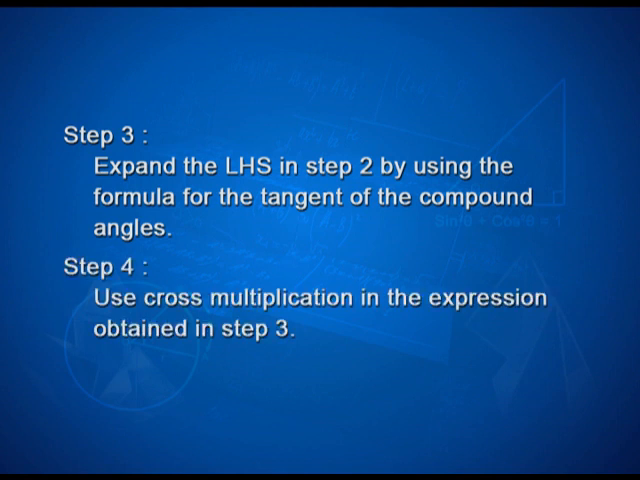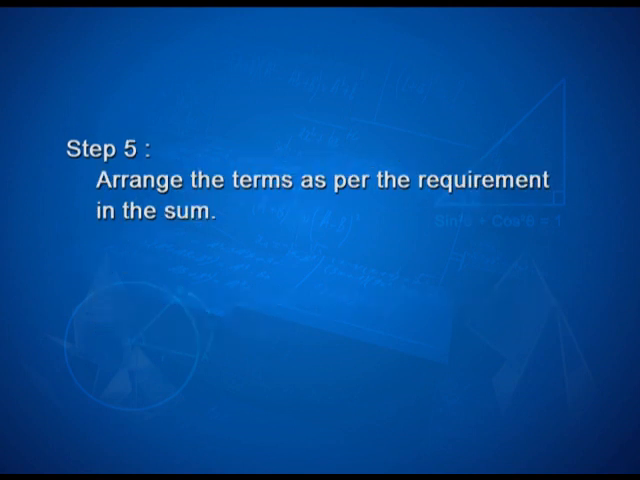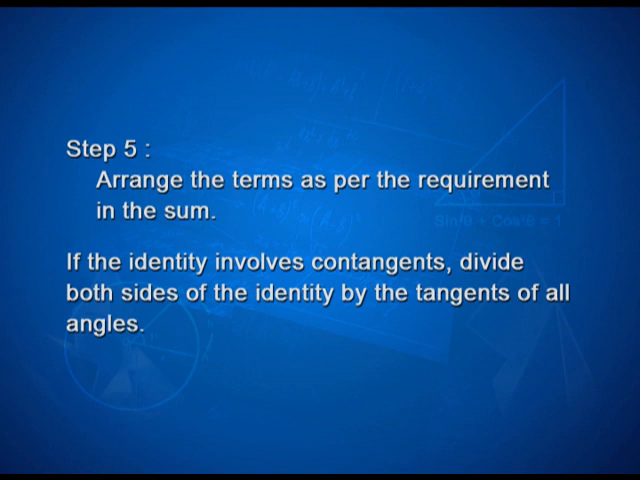In step 4, use cross multiplication in the expression obtained in step 3. In step 5, arrange the terms as per the requirement in the sum. If the identity involves cotangents, then divide both sides of the identity by the tangents of all angles. Now, let us take up one more example.